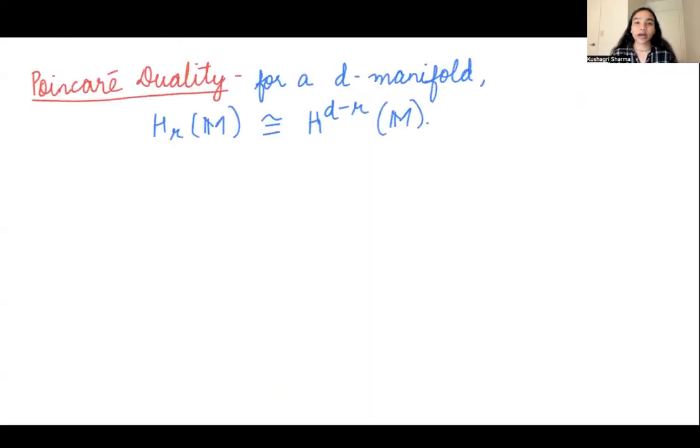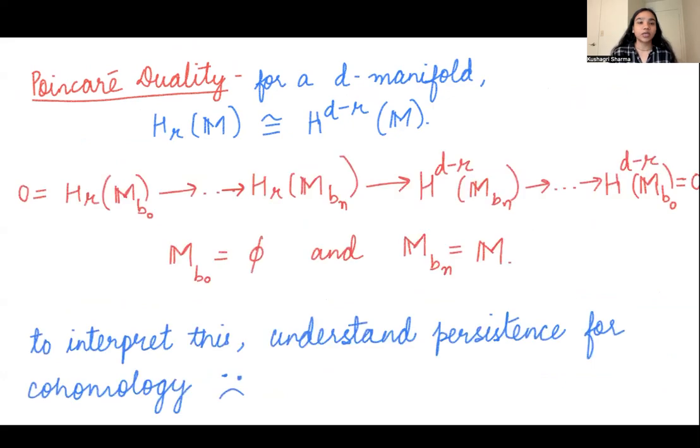And then we look at Poincaré duality. Poincaré duality tells us that for a d-dimensional manifold, the r-dimensional homology group is isomorphic to the (d minus r)-dimensional cohomology group of the manifold. Let's see how we utilize this.